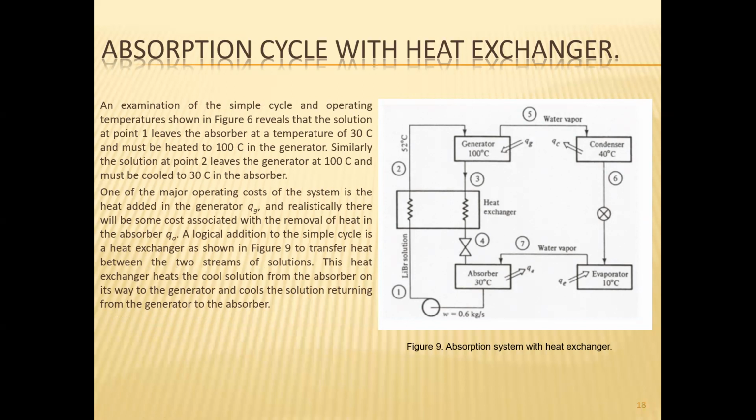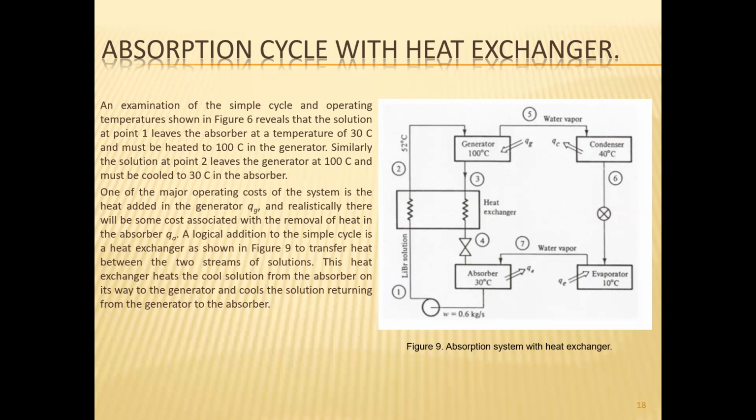So that is the layout. An examination of the simple cycle at the operating temperatures shown in figure 6 reveals that the solution at point 1 leaves the absorber at a temperature of 30C and must be heated to 100C in the generator. Similarly, the solution at point 2 leaves the generator at 100C and must be cooled to 30C in the absorber. So your performance will improve.